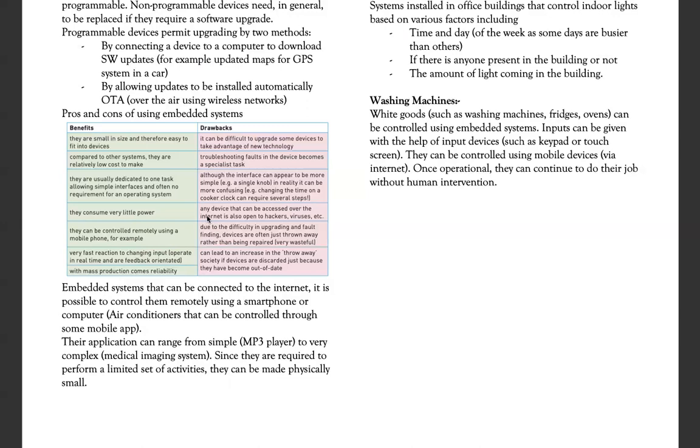and simple settings of timers and things like that become quite a difficult task. Any device that can be accessed over the internet is also open to hackers and viruses. Let's take our air conditioner system, for example. I can control that through my Wi-Fi connection. That means the air conditioner has to be connected to my internet, to my Wi-Fi. I can control it from outside my home, because if I'm connected to the internet and the air conditioner is connected to the internet, we can communicate.